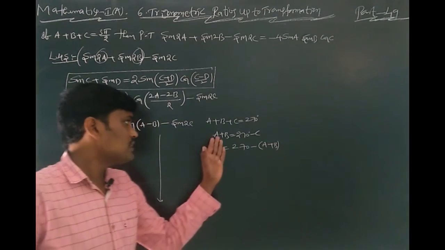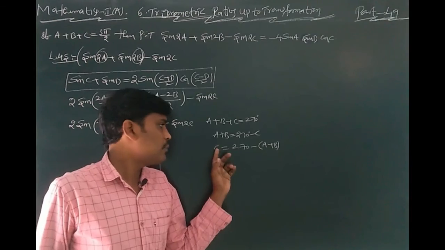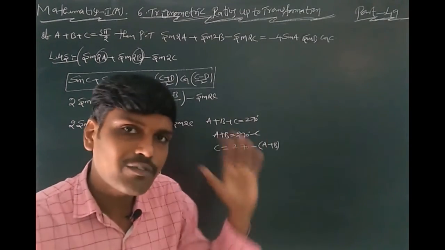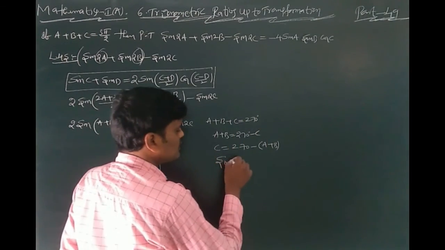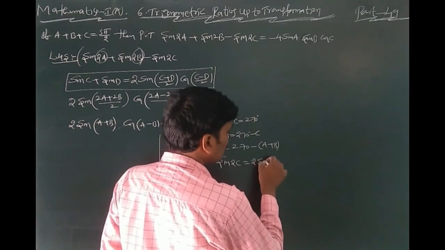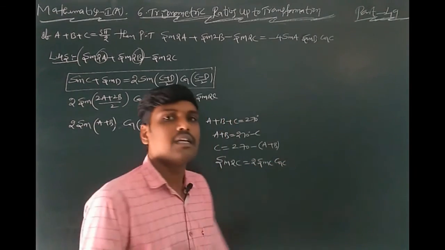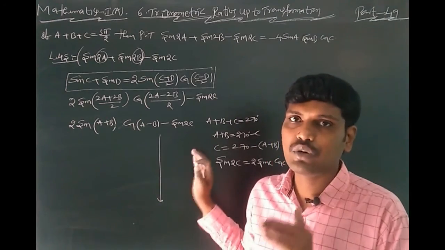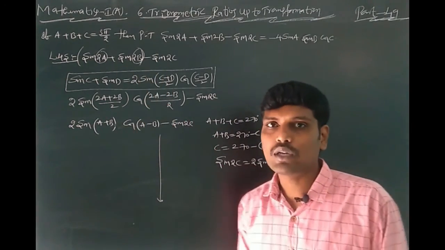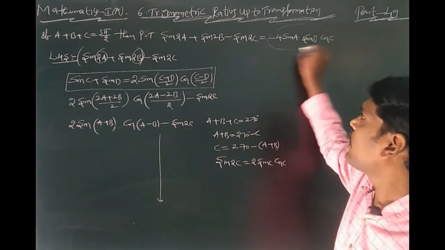Understood or not? In place of a plus b, you can write 270 minus c. In place of c, you can write 270 minus of a plus b. In place of sin 2c, you can write 2 sin c cos c. This condition you can use. After that, simplify the total problem and you get this answer.